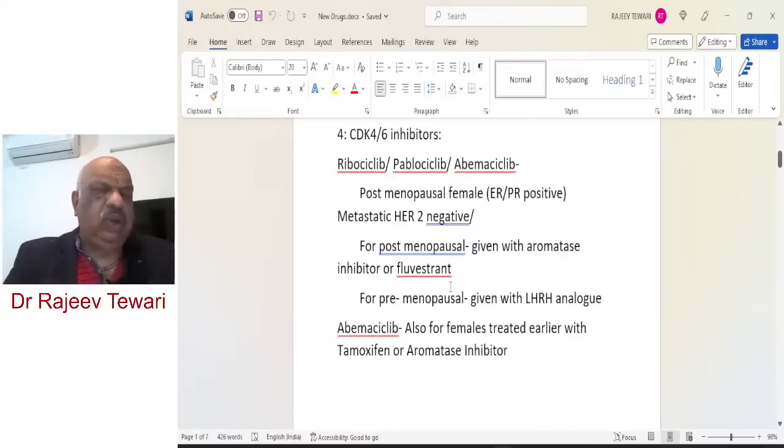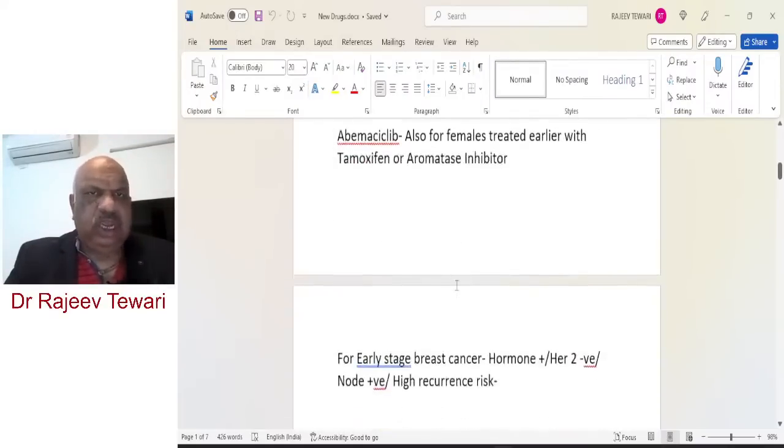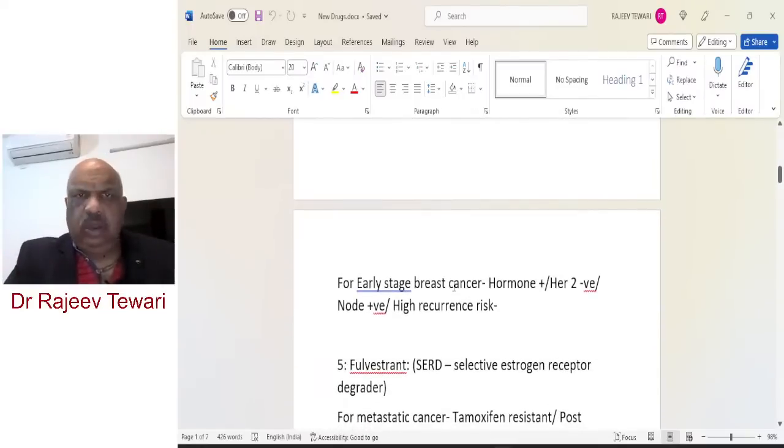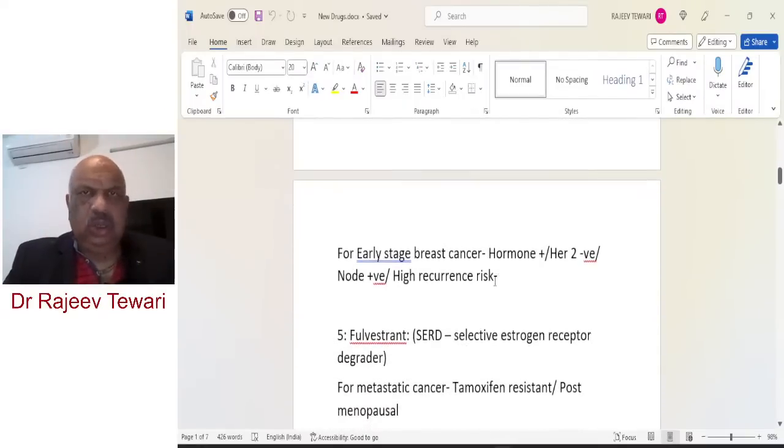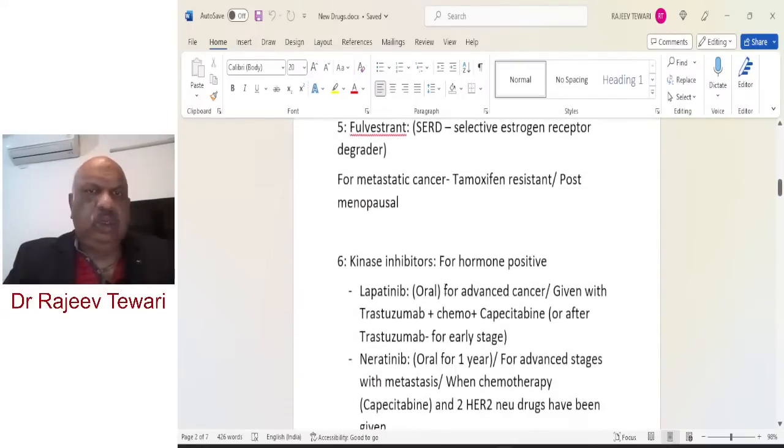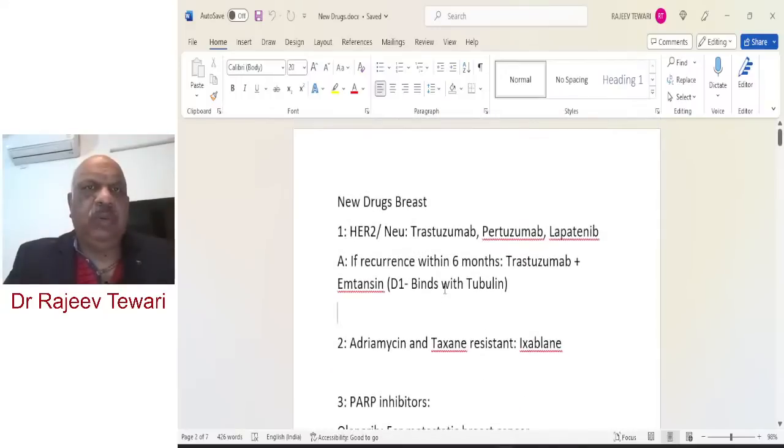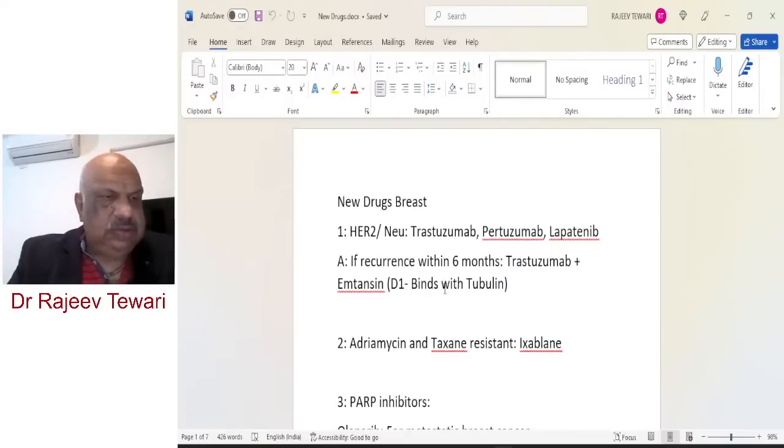You cannot reconnect? Okay, fine. I'll try to gather the options and I might make a video because these are the questions I had. So for HER2, basically the 3 drugs which are approved are trastuzumab, pertuzumab and lapatinib. And then if there's a recurrence, then we go for trastuzumab plus emtansine. So I have to know the exact question and options, then only I can tell you the answer.